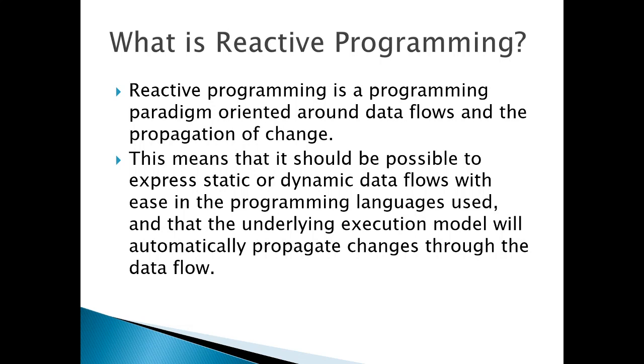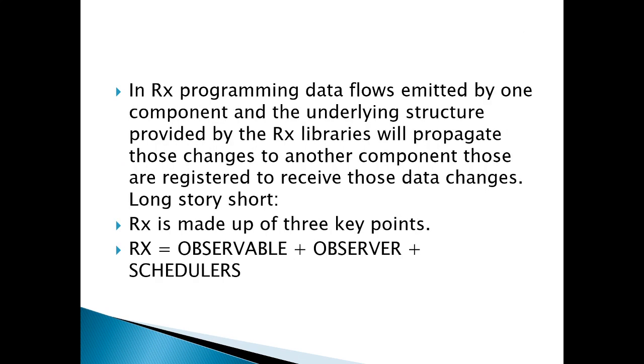This means that it should be possible to express static or dynamic data flows with ease in the programming languages used, and that the underlying execution model will automatically propagate changes through the data flow. For example, if there is some change in REST API data, the observable will reflect the changes to the underlying systems, that is our components. The component will get the updated information through subscription to those observables. So that is the model with which our reactive programming works.